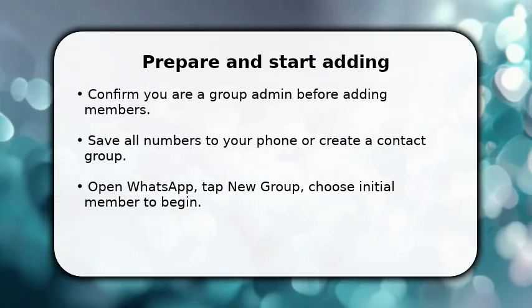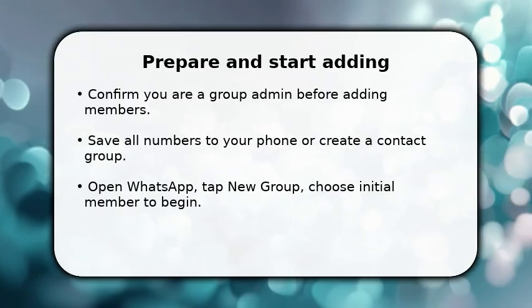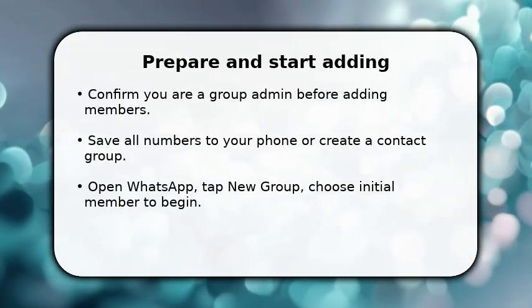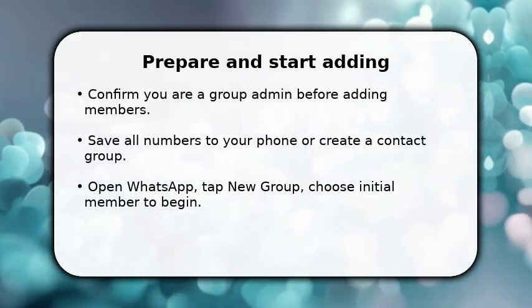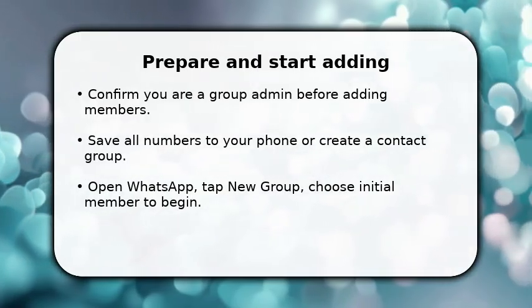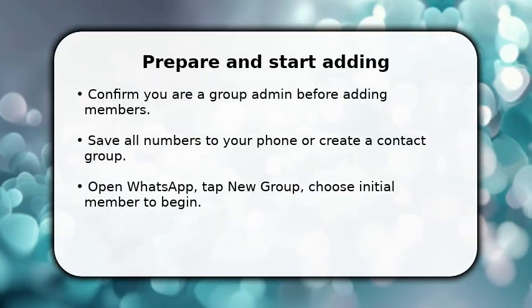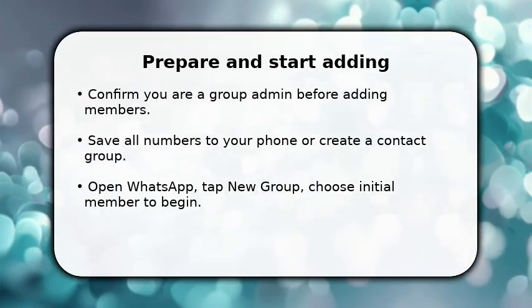You begin by preparing the numbers and getting admin control. Make sure you are a group admin. Without it, you cannot add participants directly. Once you have admin rights, save every phone number to your contacts or import a CSV into your phone's contacts app so they appear in WhatsApp.